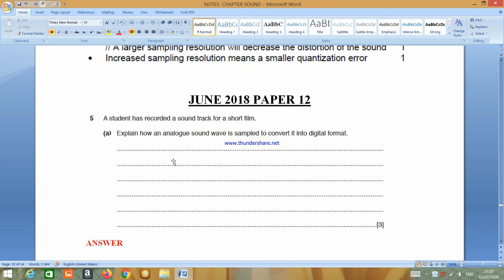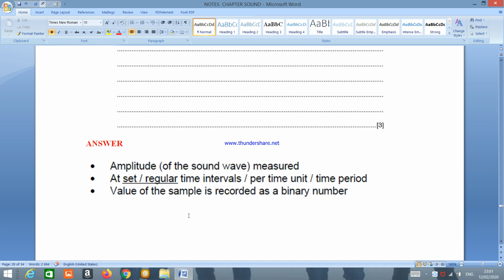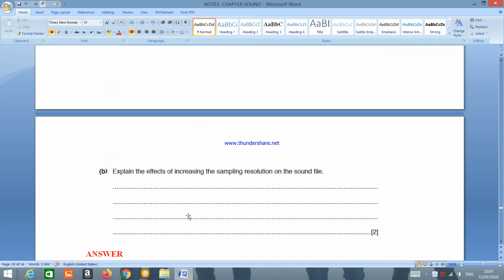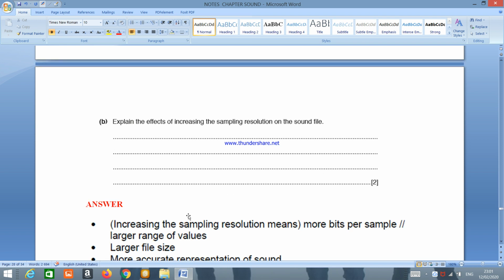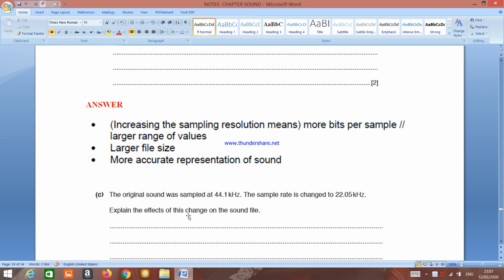Explain how analog sound is sampled and converted into digital format. Okay, with the analog sound, we measure the amplitude, that is the height of the wave of the sound, at regular time intervals or per unit time. We measure the value of the sample, which is converted into binary and saved in the computer. What is the effect of increasing sample resolution? We have already discussed this one. The range of values will be larger, the file size will be larger, and the representation will be more accurate.